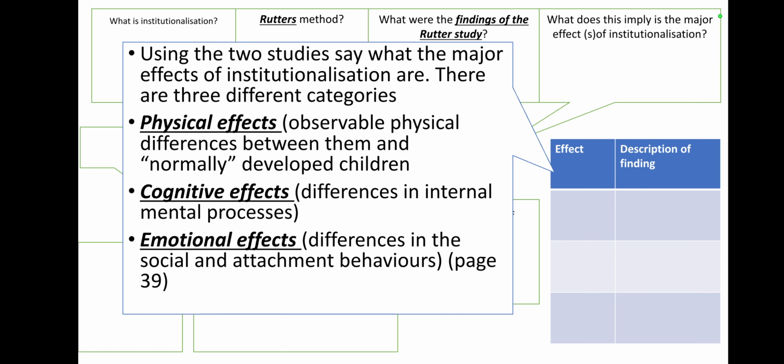What I'd like you to do, please, is read the definitions of what those different categories of effects are, and then summarise the description of the findings from the two studies that we've got here on the screen, and just make sure that you have got crystal clear a finding for each of the physical, cognitive and emotional effects. So pause this video here, please, and take a moment to do that.